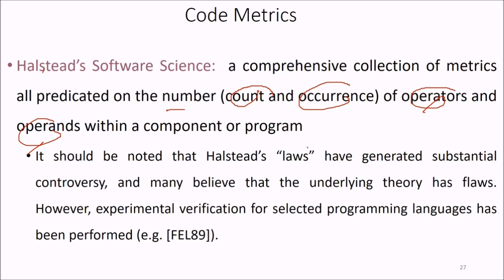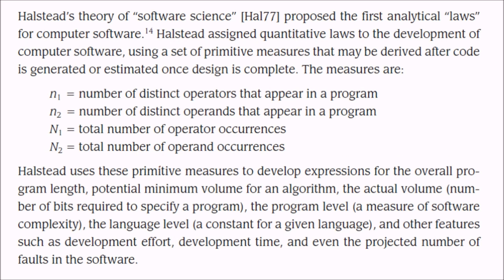It should be noted that the Halstead laws have certain controversies, and some may believe that they have flaws. But experimental verification of selected programming languages has been performed using Halstead. Now we'll learn about the Halstead theory of software science, which was proposed as the first analytical laws for computer software. Halstead assigned quantitative laws to the development of computer software using a set of primitive measures that may be derived after code is generated and estimated once design is complete. So after design is complete, it can be estimated, and after the code is done, it can be computed.